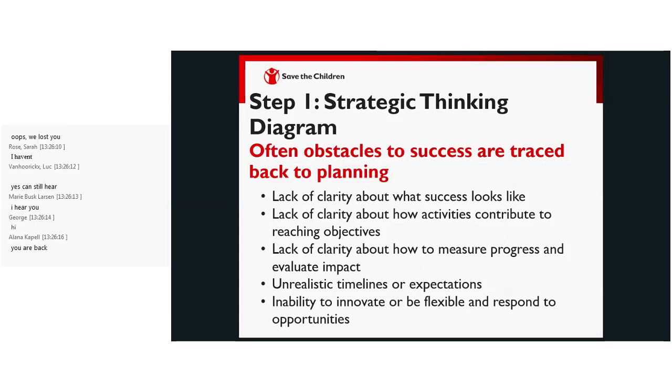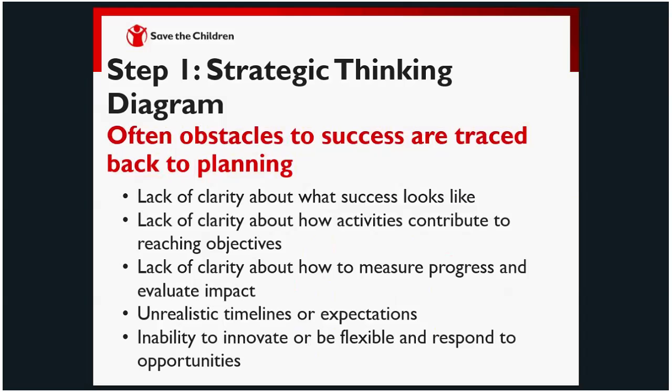Yeah, there's lack of clarity about how different activities contribute to reaching objectives. Then there's lack of clarity about how to measure progress and evaluate impact. So you plan something, you identify this is the goal, but then how would you reach that goal? What does the current context look like? What are the complexities that are there? What are realistic timelines, or realistic expectations based on our experiences? And then it also reflects back on inability to innovate or be flexible and respond to opportunities.